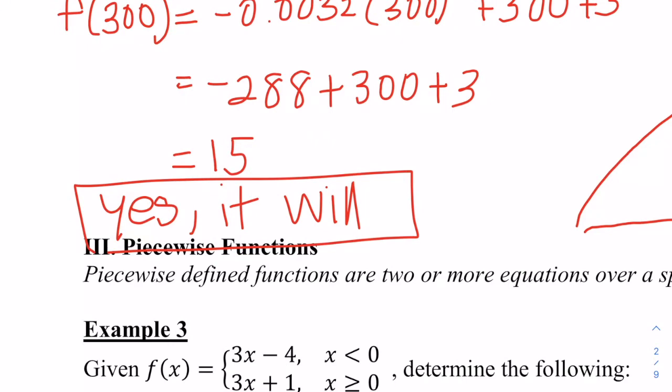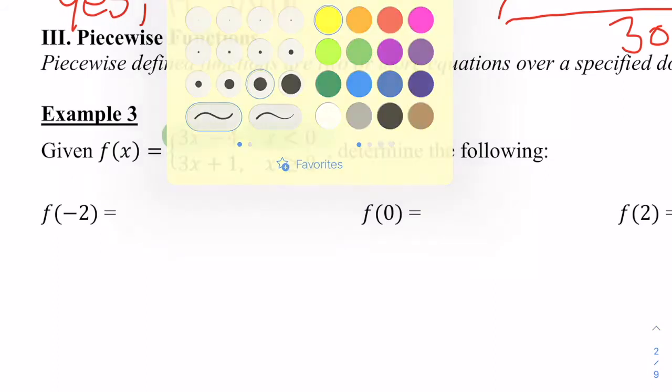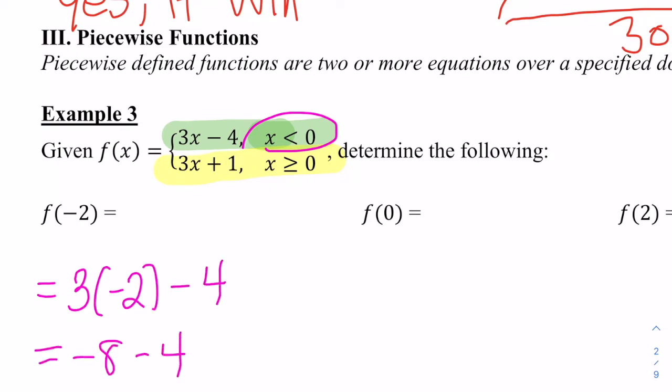Now let's consider piecewise functions. And it's exactly that. They're pieces of functions. So for this function, it's actually broken into two. So wherever the value for x is less than 0, we're going to use the first line. And wherever the x value is greater than or equal to 0, we'll use the second function. So right here, we have f of negative 2, and negative 2 is less than 0. So we're going to plug negative 2 into the first equation. So we get negative 8 minus 4. So f of negative 2 equals negative 12.